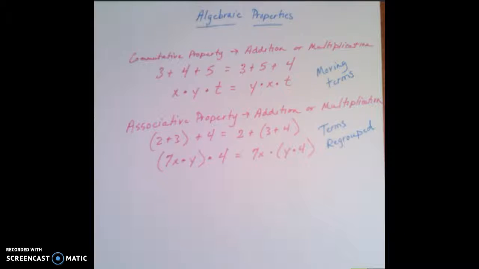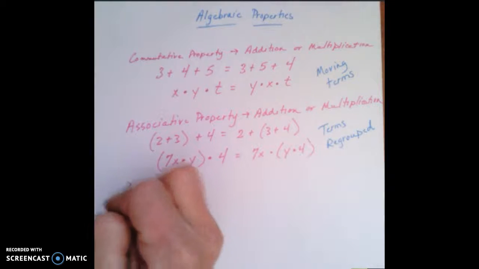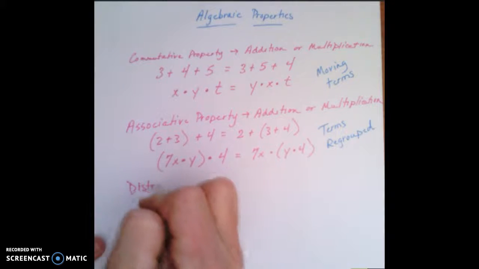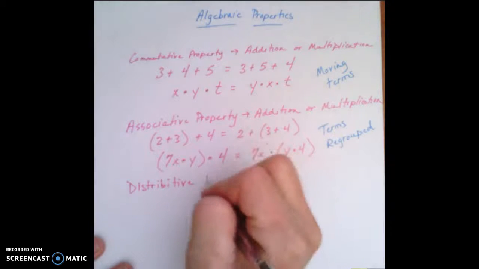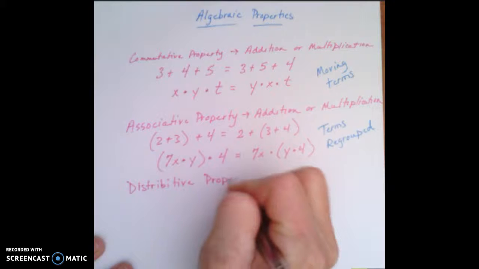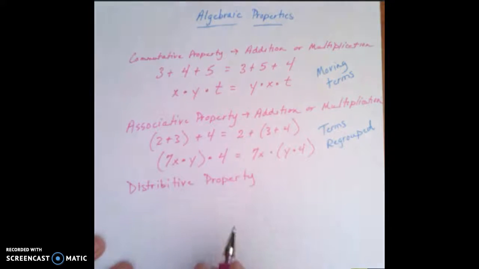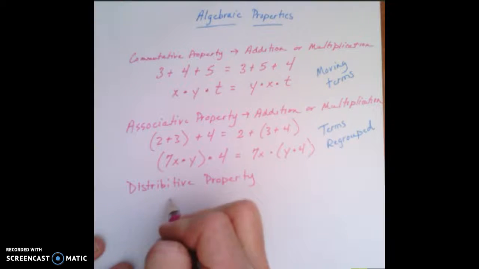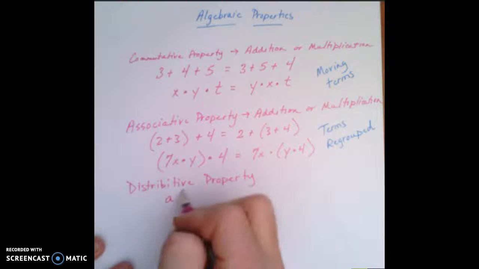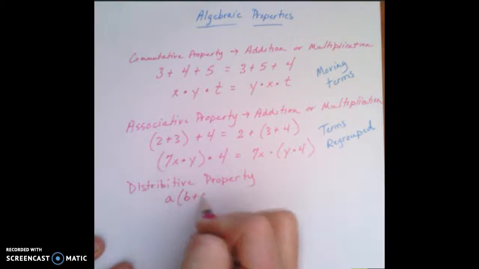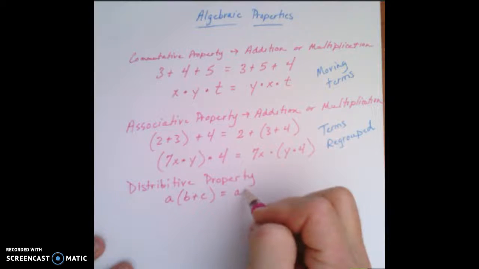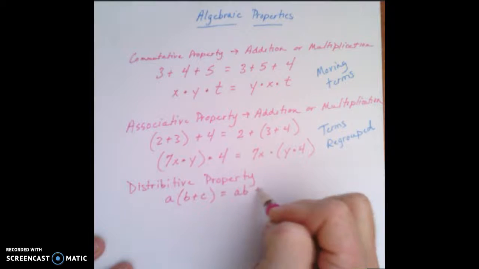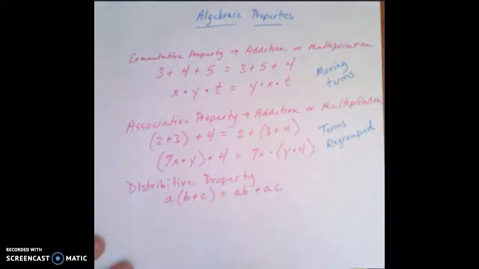The last property we're going to look at is the distributive property. And this property we are going to use a lot. So it's important that you understand the distributive property. And the distributive property looks like this. A times B plus C equals A times B plus A times C.